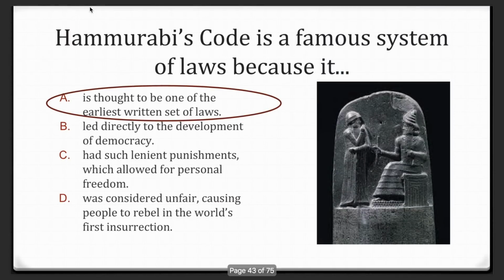If you thought A, you are correct. It is famous because it's thought to be one of the earliest written set of laws. Now, the thing with history, you'll see we say it's thought to be because there could be others. But Hammurabi's code is the earliest written set of laws that we have found so far. This could change in the future, but it has not as of yet.